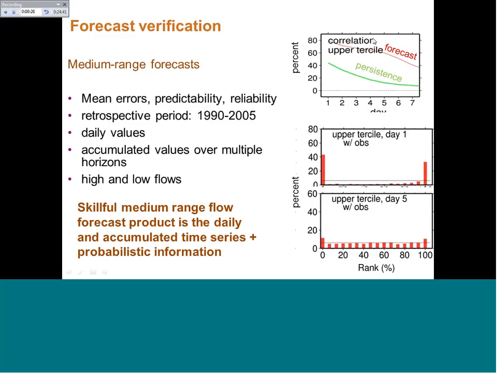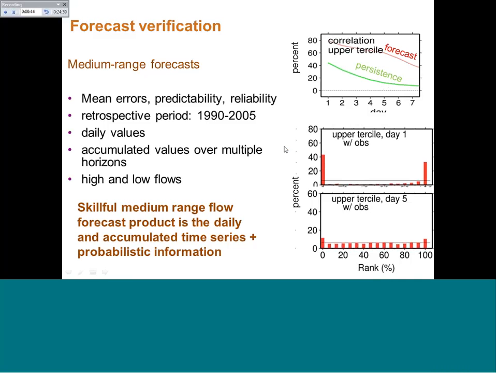And here for the upper decile, the high flow category, we're showing only the correlation, meaning that we have skill over the first couple of days, but then it decreases, with persistence usually being a good reference for the short-term time scale.